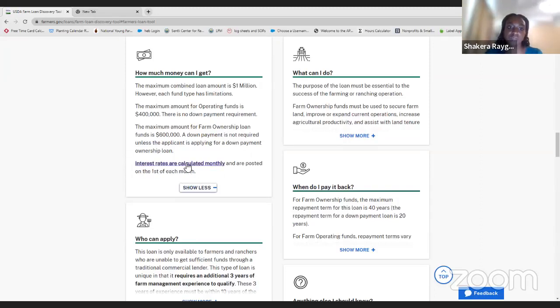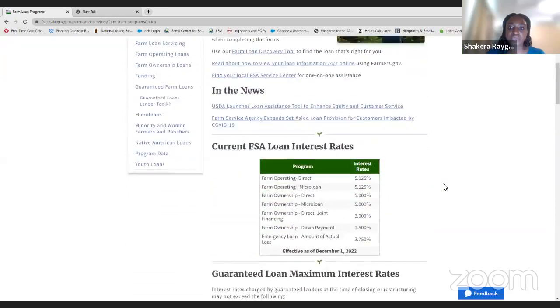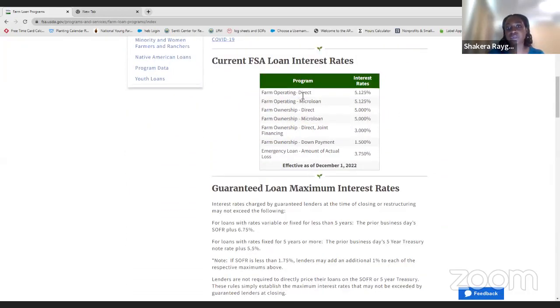And here it says interest rates are calculated monthly. You can click here if you want to know the interest rates. So for December, you can take note for the direct operating loan, it's at 5.125, and for the direct ownership loan, it's at 5%. So each loan has its own interest rate, and these change monthly. That's saying that when you're applying, you'll get the rate that's in force at that month. But after you close, that rate is set for the term of your loan. So your rates are not going to jump up and down.